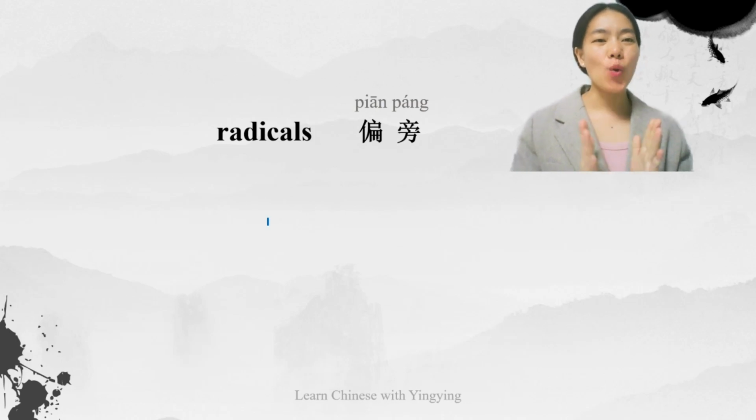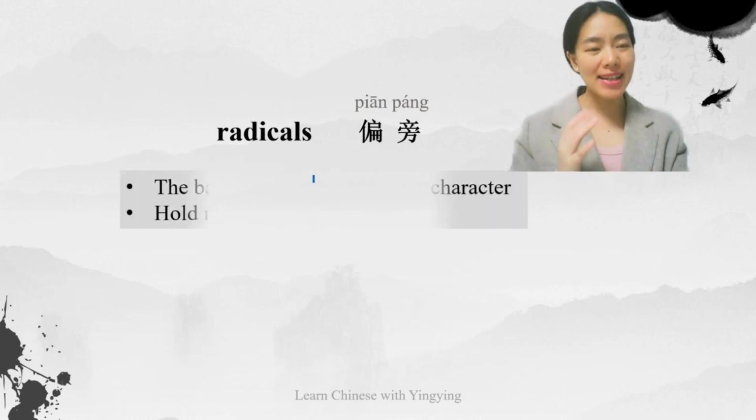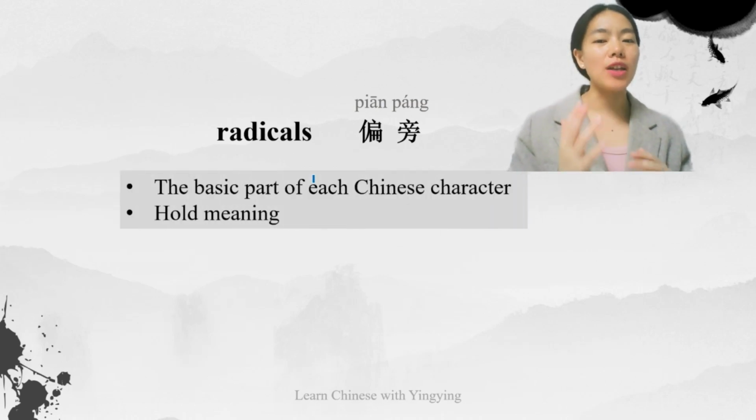In this lesson, we are going to learn a super important tip for learning Chinese characters. That is radicals. You may ask, what is a radical? Well, a radical is the basic component of each Chinese character, and it itself holds information about the character's meaning.